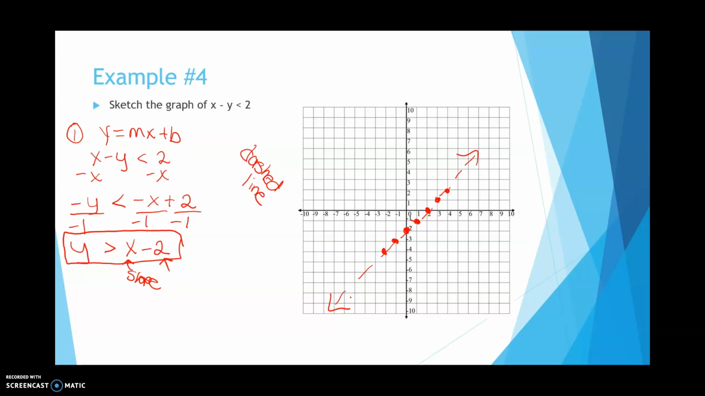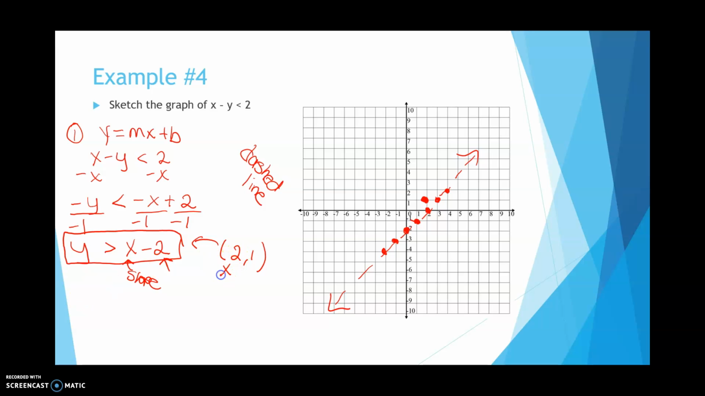And we need to pick an ordered pair now that makes this true. So y is greater than x minus 2. So let's pick the point (2, 1). Let's pick this point here. Okay, so I'm going to use the point (2, 1), and I'm going to put it into this inequality to see if it's true. And if it is true, then that's the area in which I'm going to shade.